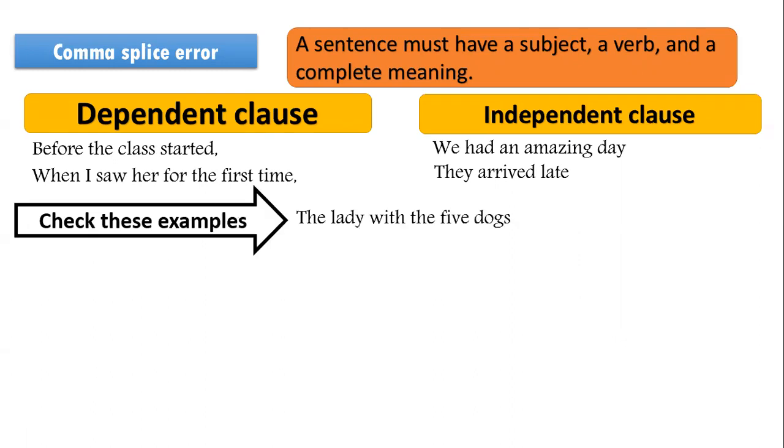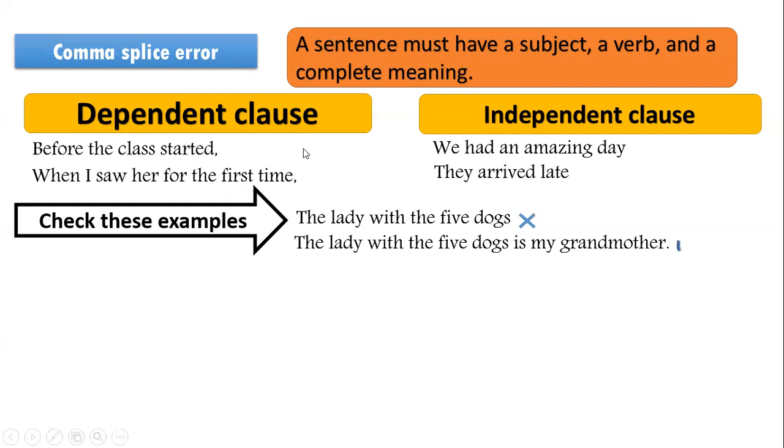Check the following examples. The lady with the 5 dogs. Is this a sentence? Write yes or no, please. The lady with the 5 dogs. Sentence or not? What do you think? Very good, Maryam. Ahmed Hazim, very good. Luay, very good, Luji. All right, this is not a sentence. How about this one? The lady with the 5 dogs is my grandmother. Is it a sentence now? Very good. That's a sentence. Correct.